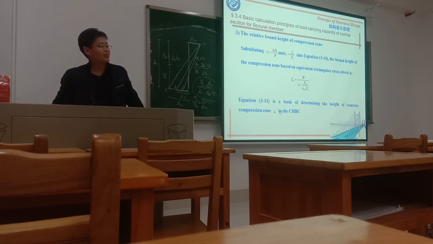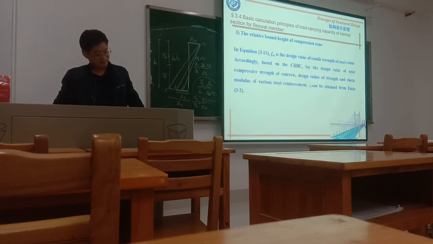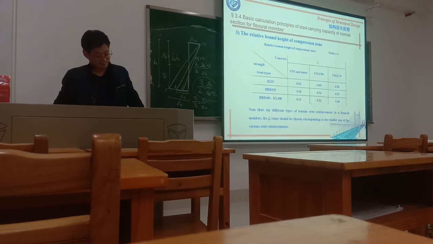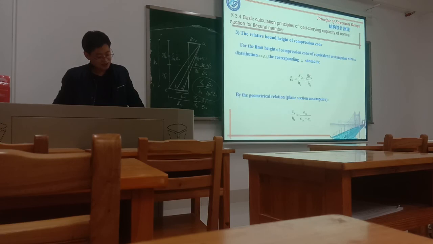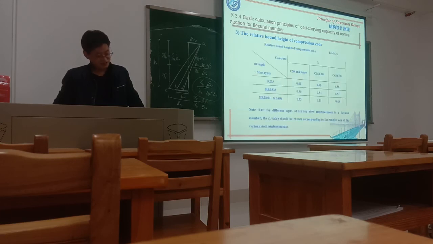Actually, KCB you can also find directly in the code. Really? Yeah. So this just tells you how to get it. In the code you have a table. Different codes, different grades of concrete, and different grades of reinforcement give different values of KCB.